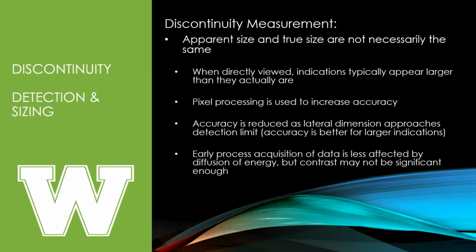As the lateral dimension approaches the detection limit, i.e. as you get deeper without larger distance, that can also reduce the accuracy. And then early acquisition is less affected by diffusion of energy. But again, the contrast may not be there. That's what I said. When you first pull the part out, the whole thing is going to be the same temperature. There's not going to be much contrast. As the areas that lose heat faster start to lose heat, you're going to get more contrast. But if you go too long, that heat all starts to diffuse into those areas, and you lose some contrast. So again, it's hitting that sweet spot.